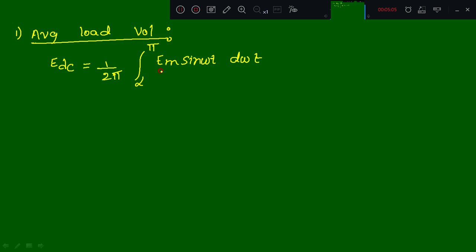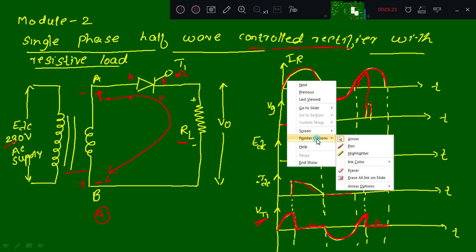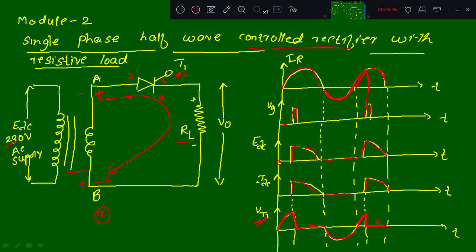This is the half cycle. Em sin omega t is given for the half cycle, but you are getting EDC only from alpha to pi. So in the mathematical expression we have taken alpha to pi. When we are calculating EDC, it is integration from alpha to pi, and what we are integrating? Em sin omega t.